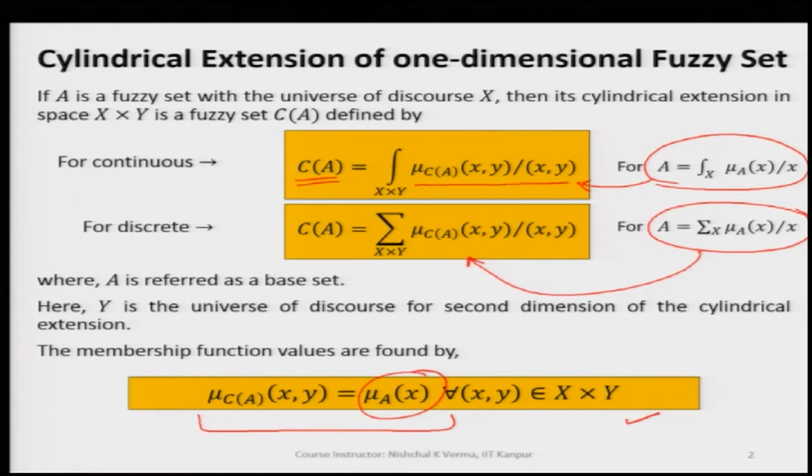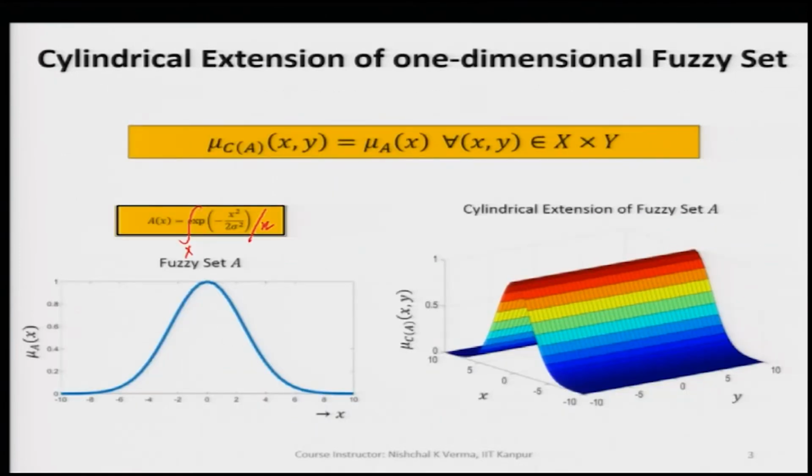We will understand this better by one example here. If we have a fuzzy set A, which is defined by a Gaussian membership function. So, this is fuzzy set A, and the cylindrical extension of this fuzzy set A will look like this here. This is the cylindrical extension of the original fuzzy set A. So, C of A looks like this.